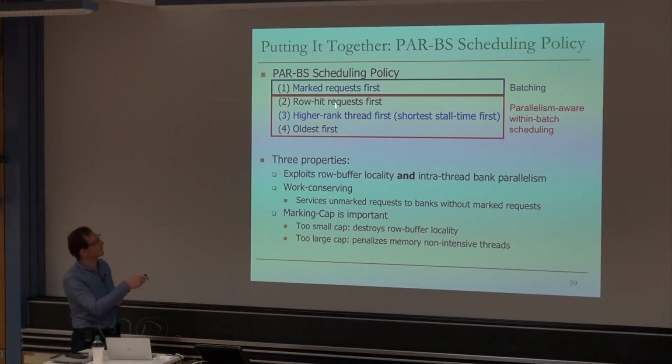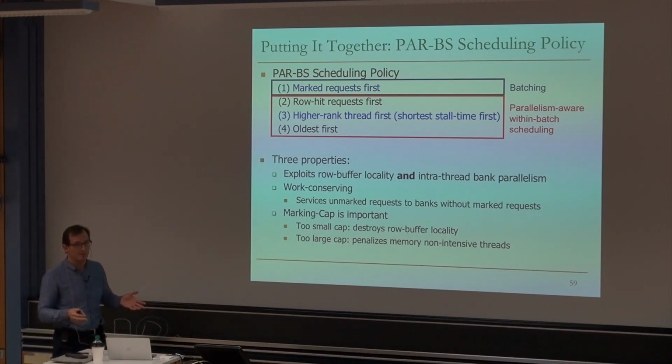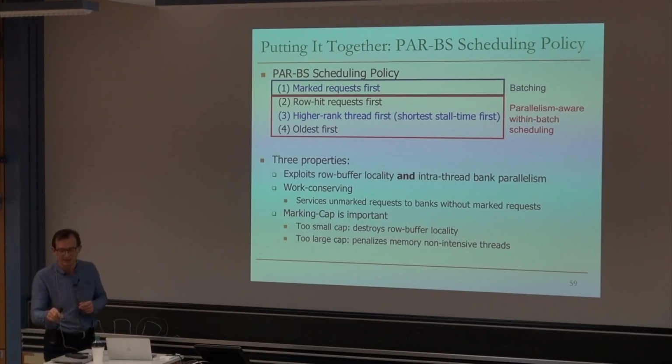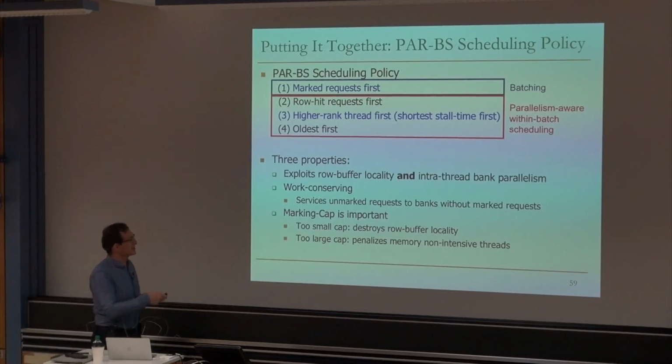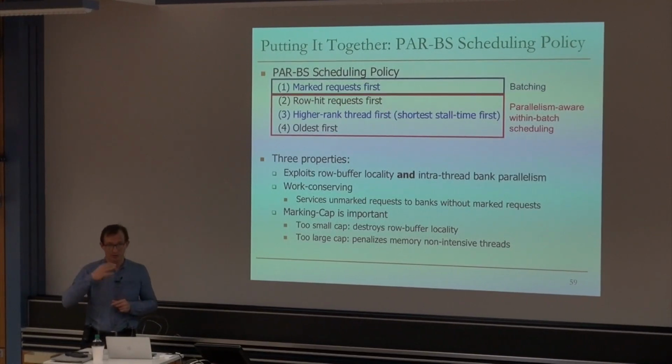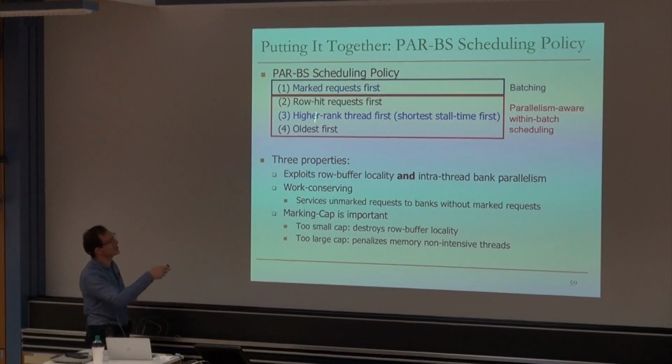It exploits both row buffer locality and intra-thread bank parallelism. Not perfectly maybe, but it does exploit both, and you do want to exploit both. It's work conserving, meaning that it doesn't waste bandwidth. So if there is a request waiting for a bank that's available, that request gets scheduled. Basically, if there are no marked requests, unmarked requests are served into the bank that they're trying to access. Right? This is just a prioritization order, basically.